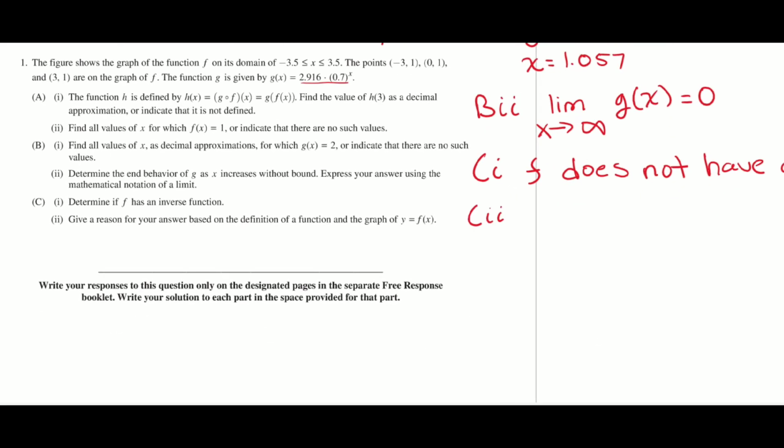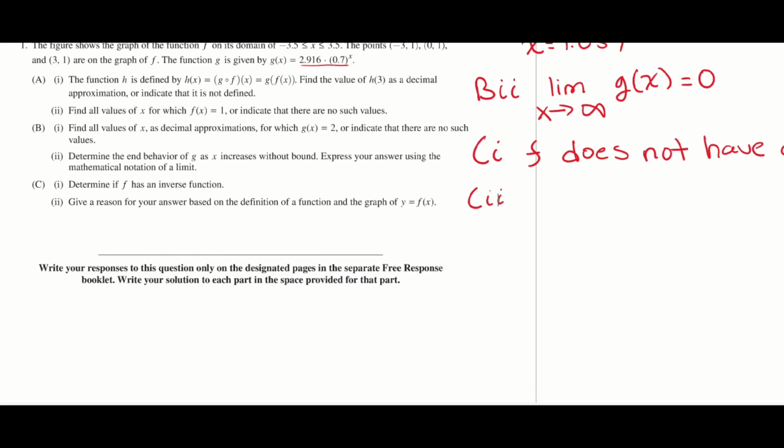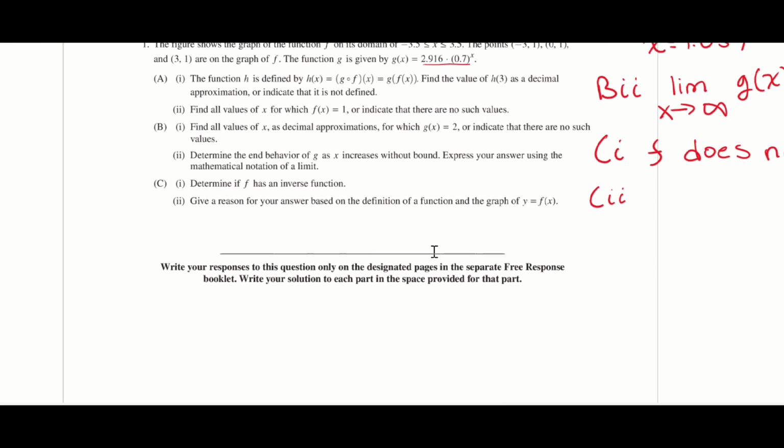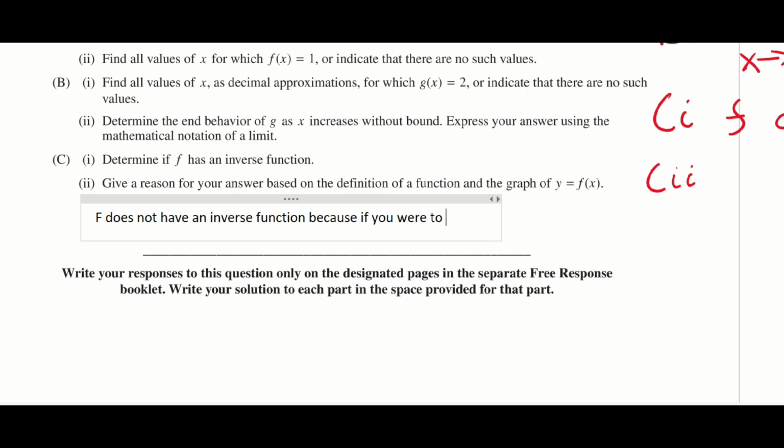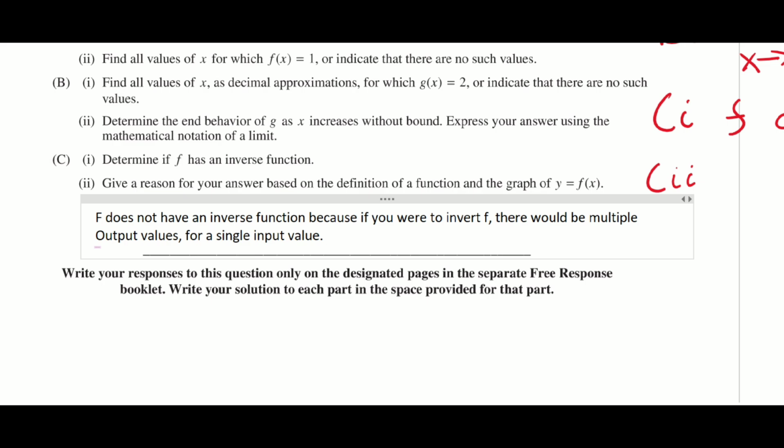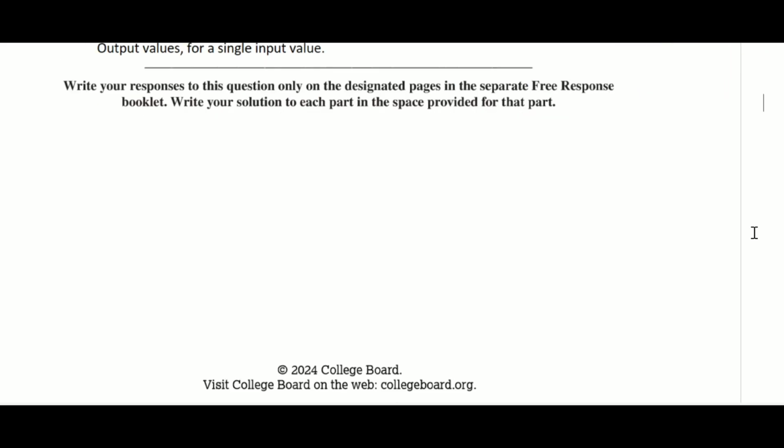C part 2, I'm going to type this out. Give a reason for your answer based on the definition of a function. f does not have an inverse function because if you were to invert f, there would be multiple output values for a single input value, and the definition of a function is that each input value has only one output value. So it would be one-to-one. So yes, that is C part 2.